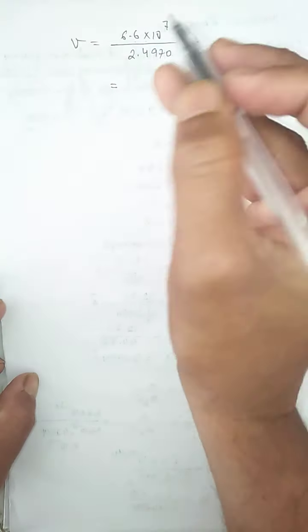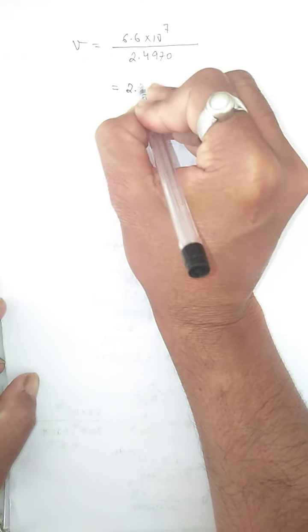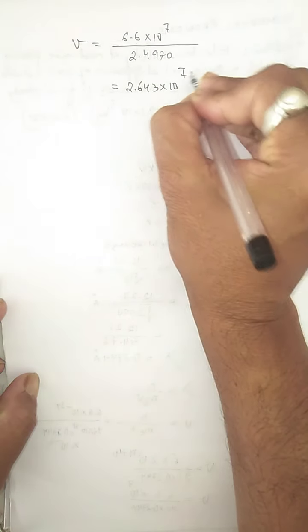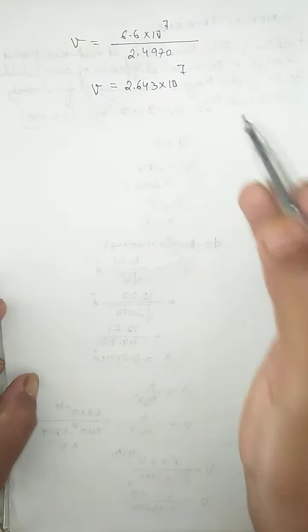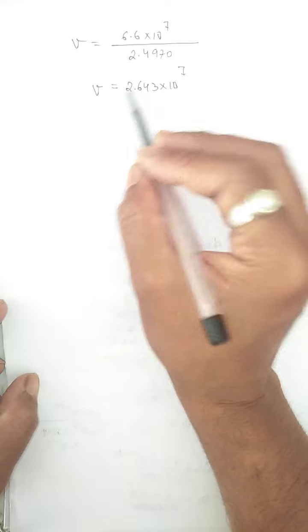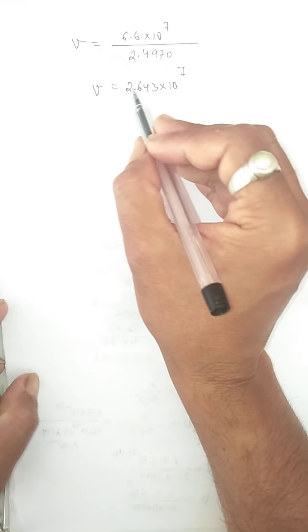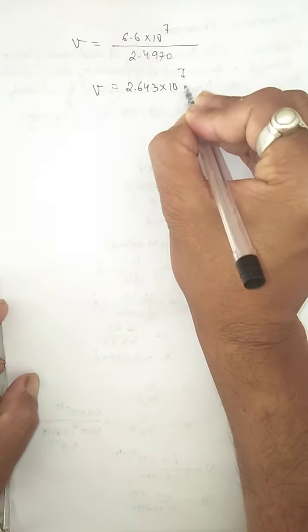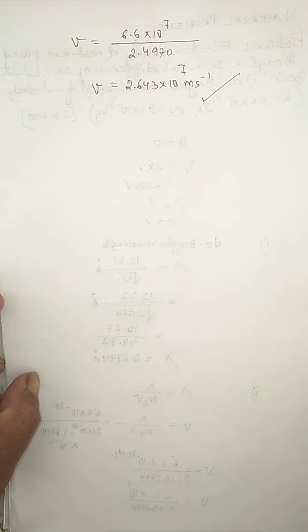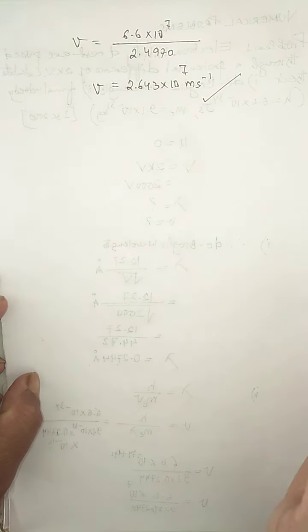So if you divide, we write 2.643. So children, you can divide and calculate the value, and your value of the de Broglie final velocity of the electron will be 2.643 into 10 to the power 7, and the unit is meter per second. So what is the answer? 2.643 into 10 to the power 7 meter per second. So this is the velocity of the electron. What velocity? Final velocity. So children, I have done one problem based on de Broglie wavelength.